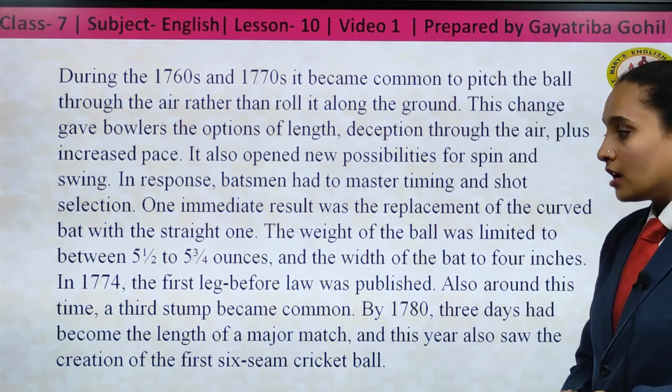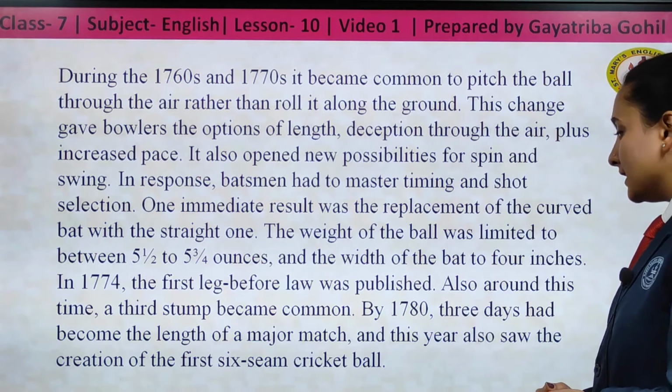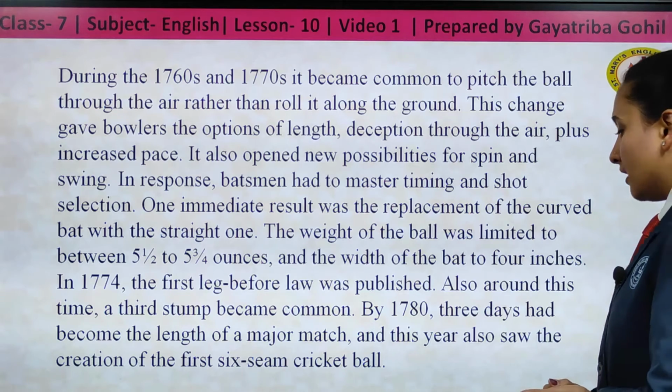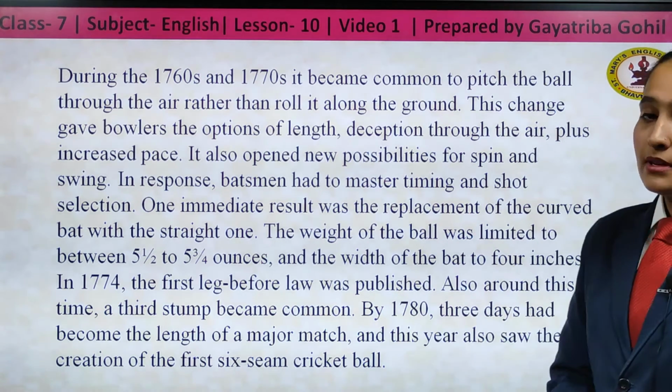Also around this time, a third stump became common. By the 1780s, 3 days had become the length of a major match, and this year also saw the creation of the first 6-seam cricket ball.